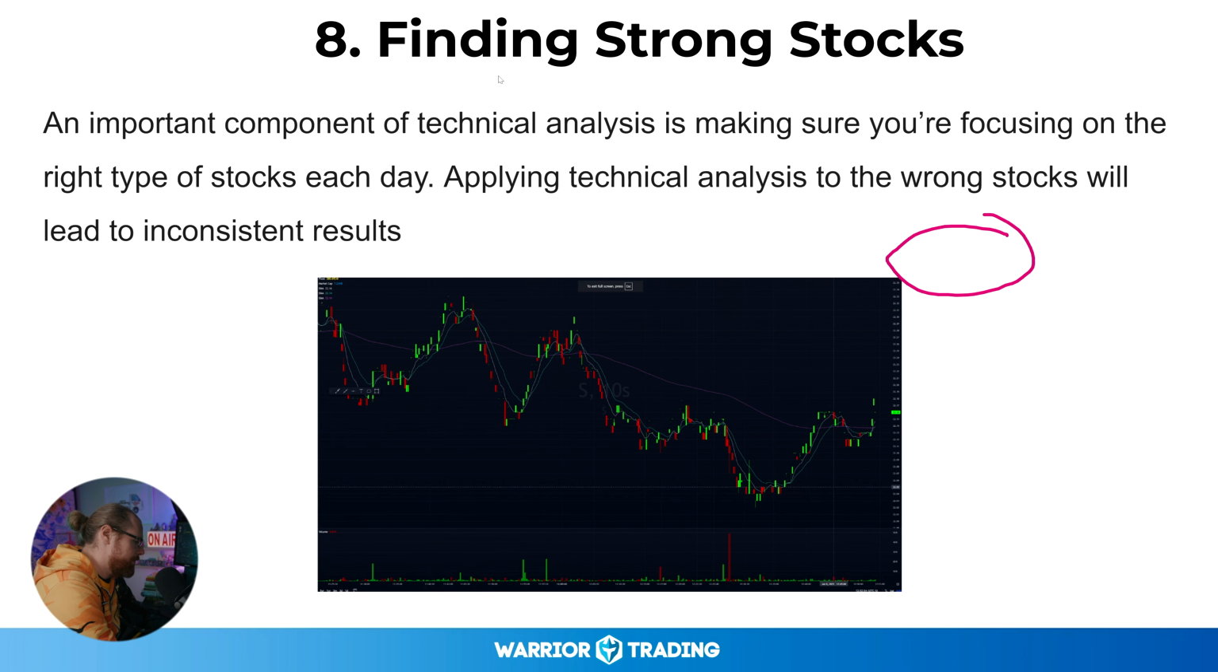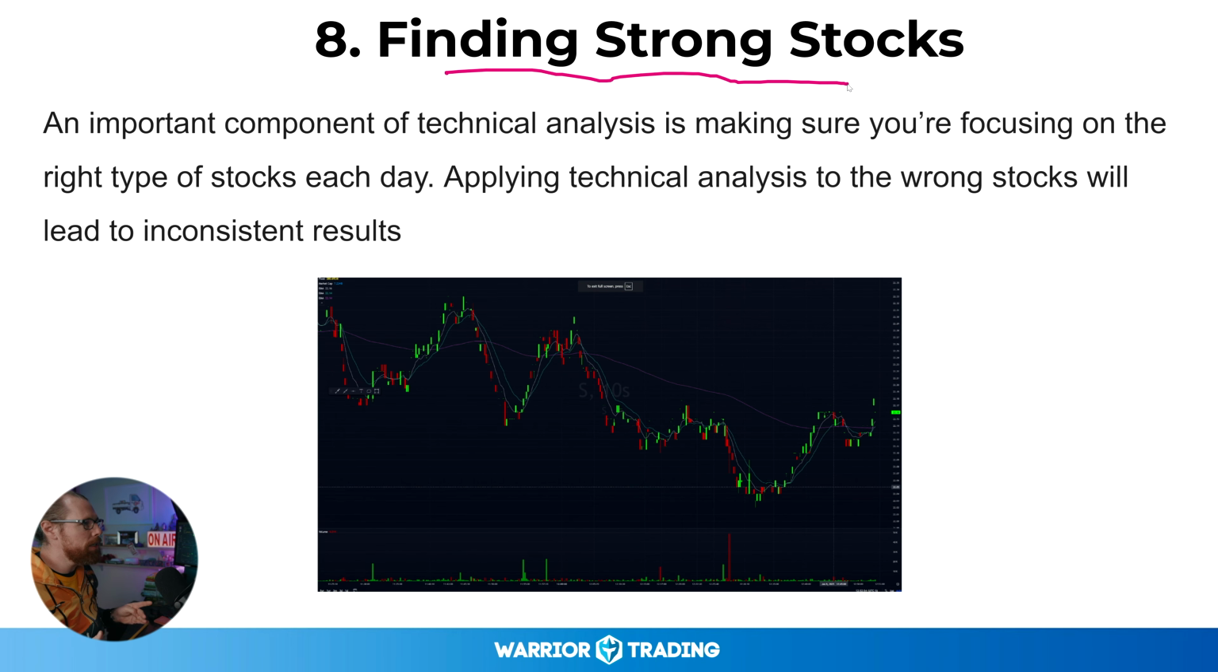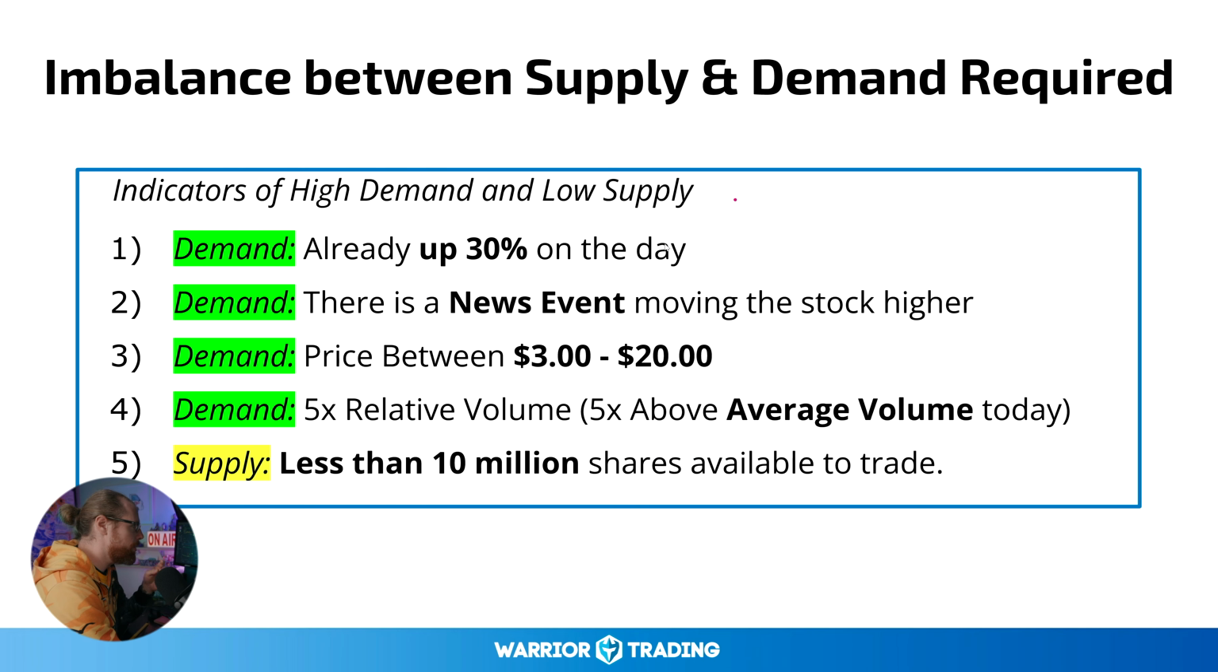Now, number 8. Finding strong stocks to trade. So everything we've gone over so far is about technical analysis, understanding the language of the financial markets. But in order to have technical analysis work for you, you've got to make sure you're focusing on the right stocks to trade. So as I already mentioned, in the PDF resources, you can download my five criteria for stock selection. And I'm going to break down these in summary for you here today.